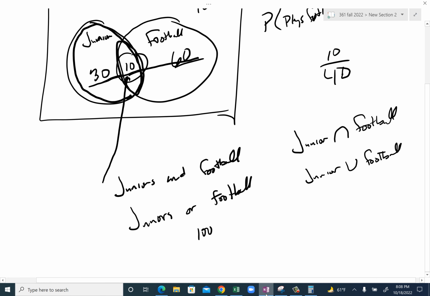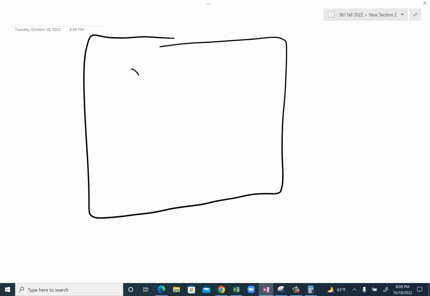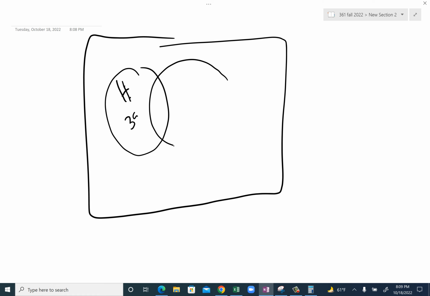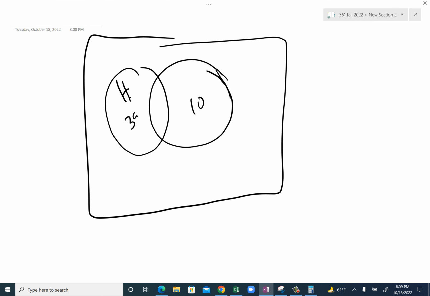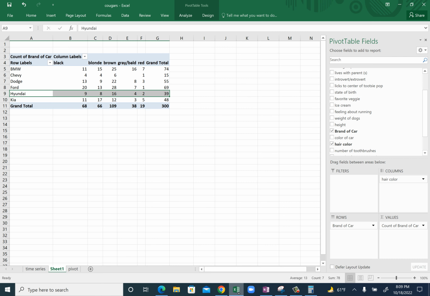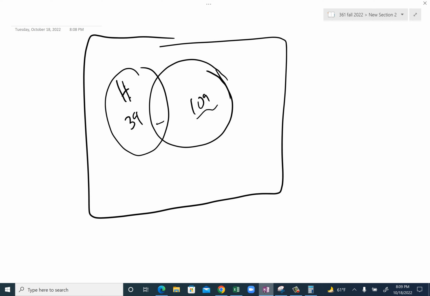Now, let me draw this picture for you because sometimes it's easier to see on the chart. Here are the Hyundai drivers, and there were 39 Hyundai drivers. And over here are the brown hairs. There are 109 brown hairs. What's the problem with that? This 109 includes this middle part. The 39 also includes the middle part. Look right there. That's 16 right there. That is the intersection. 16 goes in here.